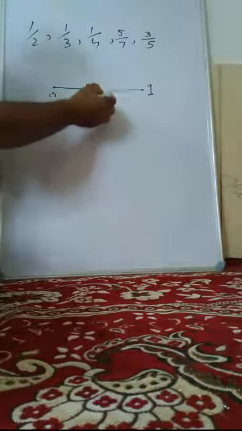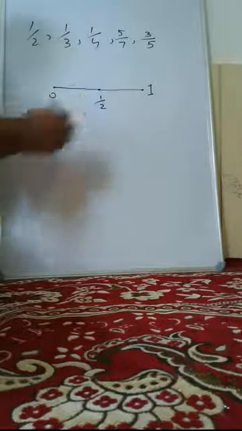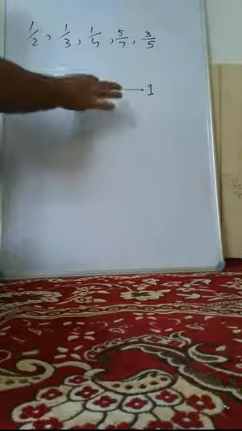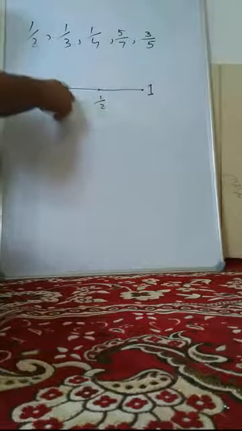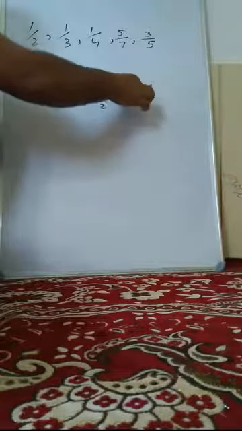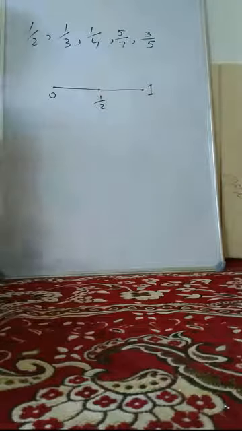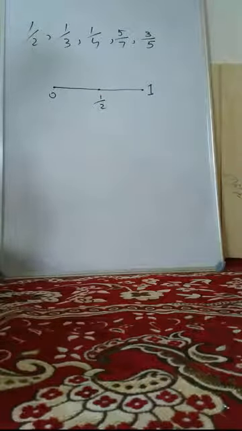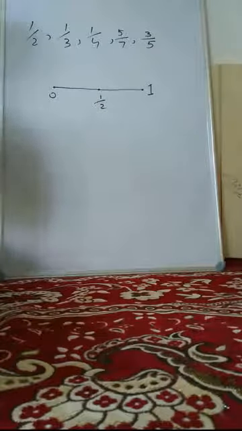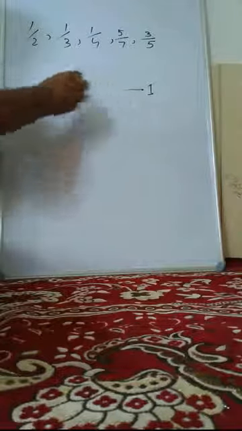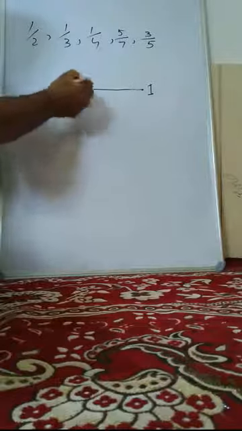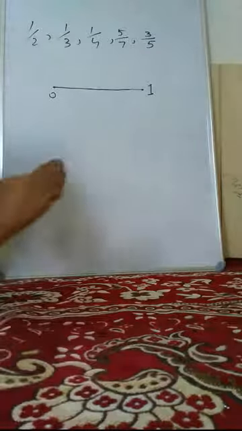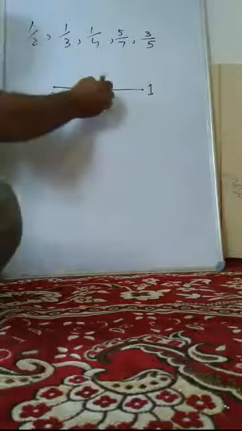This is definitely 1 half. From this point to this point, 1 half, and from this point to this point, another 1 half. 2 halves equals 1 whole. What we have to do is divide it into 2 equal parts. When we have to show 1 by 2 on a number line, we have to divide it into 2 equal parts.